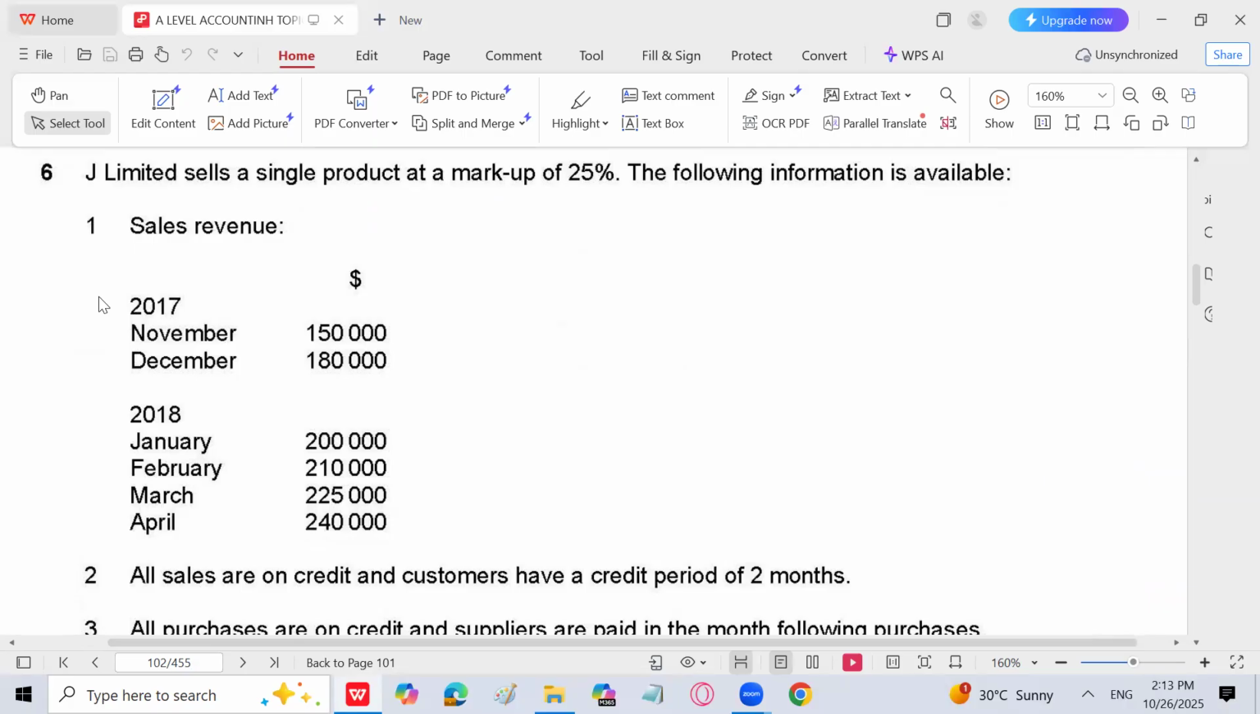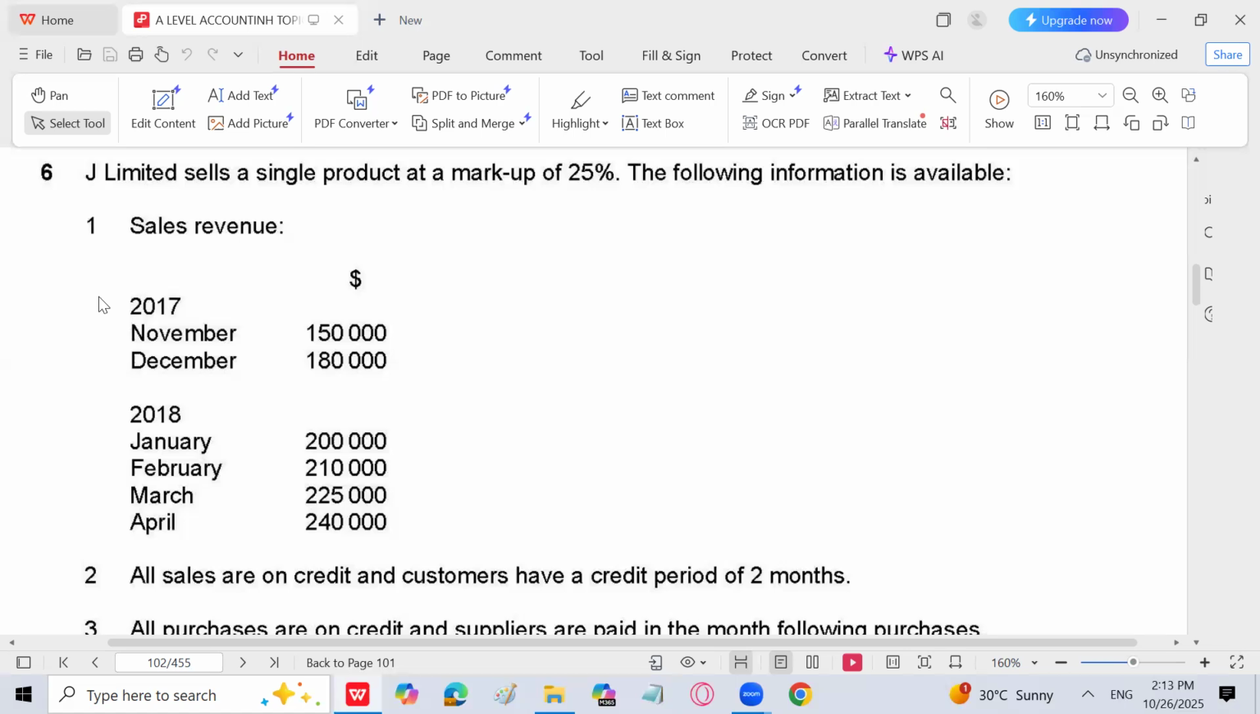In point number 2, it is written that all sales are on credit and customers have a credit period of 2 months. Those trade receivables to whom we sold goods in November are supposed to pay us in January, after 2 months. If you are selling in December, you are getting the payment in February. So not next month, 2 months after sale. One month after sale means payment in December, and 2 months after sale means payment in January.